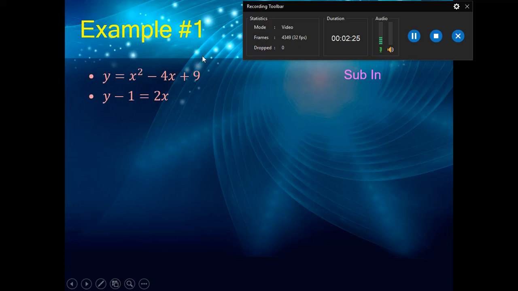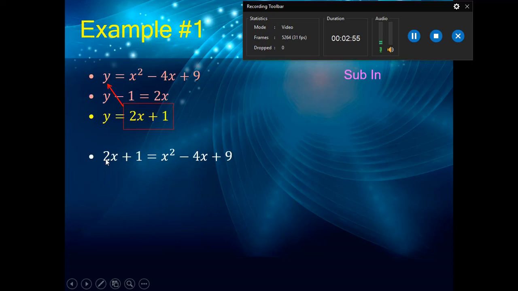So in example number 1, the top equation is quadratic. I see x squared. The second equation is linear because I have x to the first. What I want to do is rearrange my linear equation so that y is all alone. So I'm going to add 1 to both sides. And now that I have a value for the linear set equal to y, this portion, 2x plus 1, is going to get subbed into the quadratic in place of y.